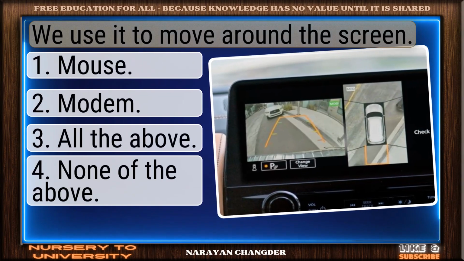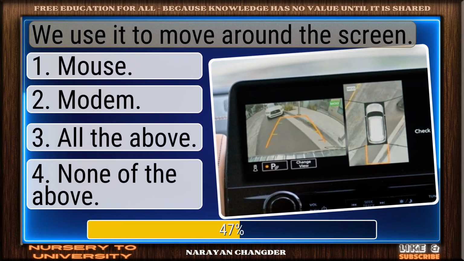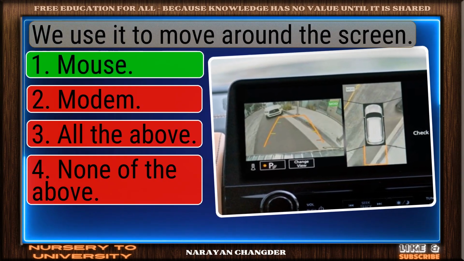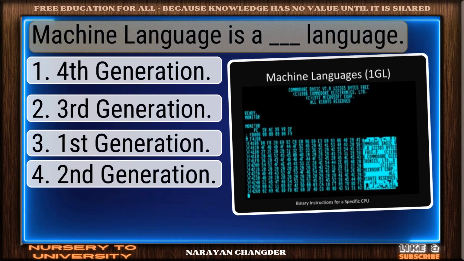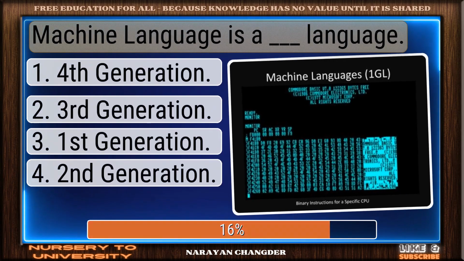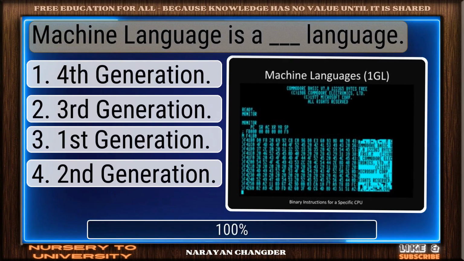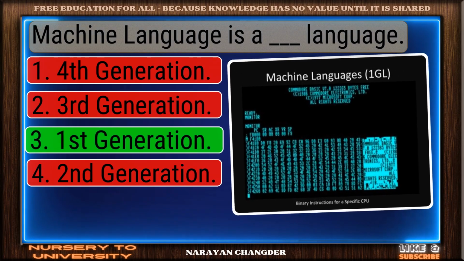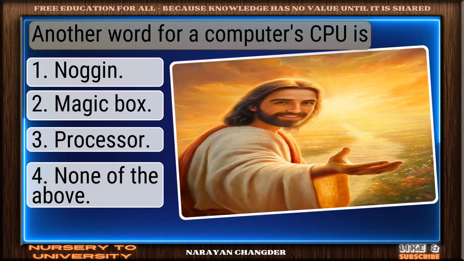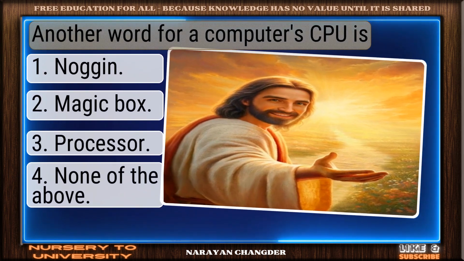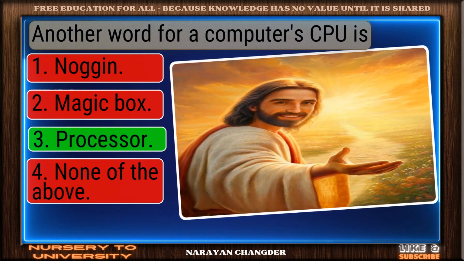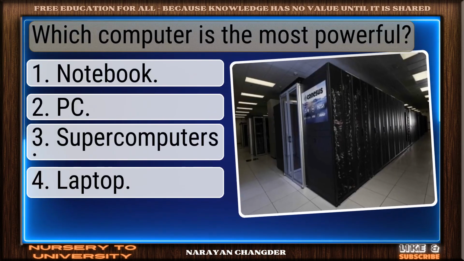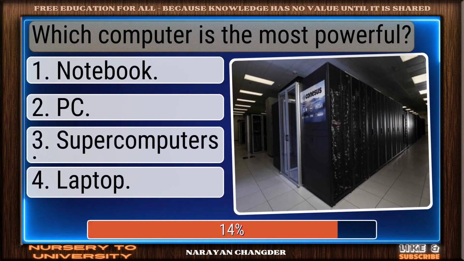We use it to move around the screen. Right choice. Mouse is best. Machine language is a dash language. Well picked. First generation is correct. Another word for a computer's CPU is. You chose processor. Correct. Which computer is the most powerful?